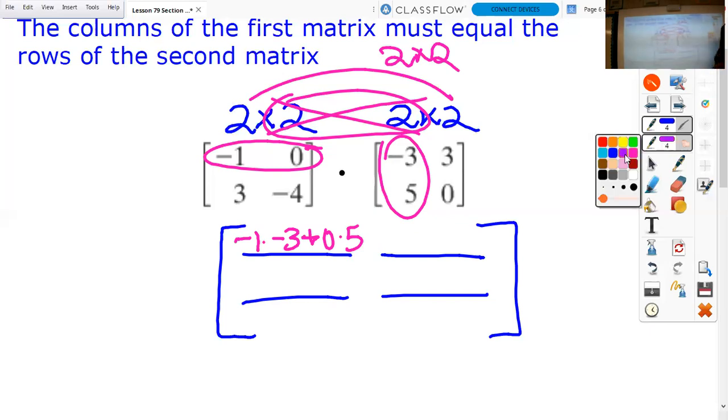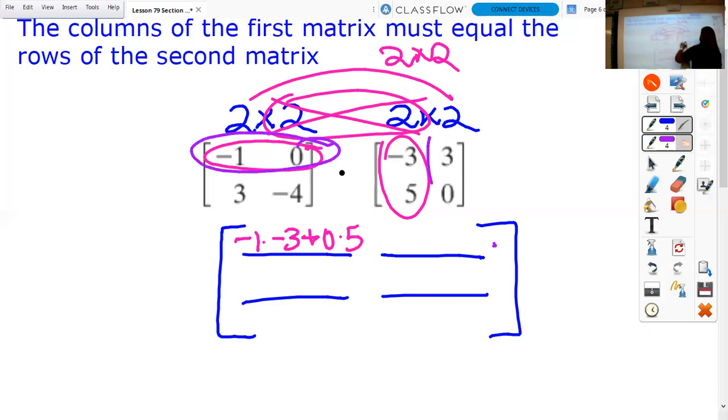All right, look at the next one. If I'm aiming for here, top right, I'm in the first row, I'm in the second column. So I'm going to use the first row, the second column. I'm going to do -1 times 3 plus 0 times 0. Is this ringing bells?